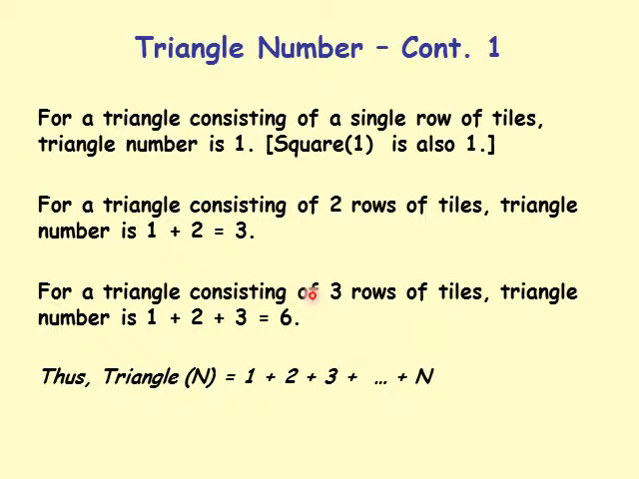Okay. So a triangle consisting of 3 rows of tiles, the triangle number is 1 plus 2 plus 3, which is equal to 6. So triangle of 3 is 6. So triangle of n is equal to 1 plus 2 plus 3 plus so on up to plus n.